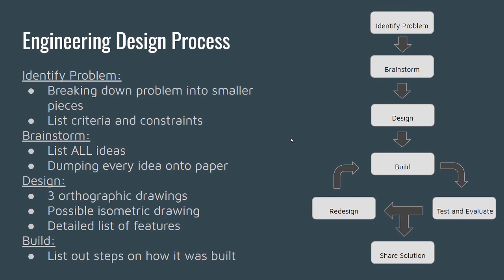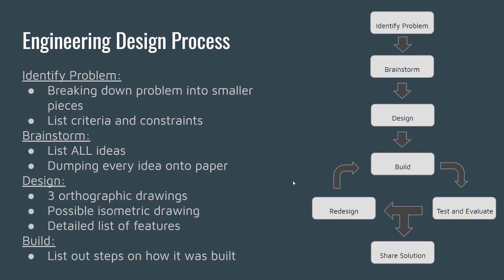The next step is to brainstorm. So what we do is we list all of our ideas. It doesn't matter if the idea seems dumb. You list all ideas, and you want to put all these ideas onto some sort of paper, make it nice and organized. The next step is to design.